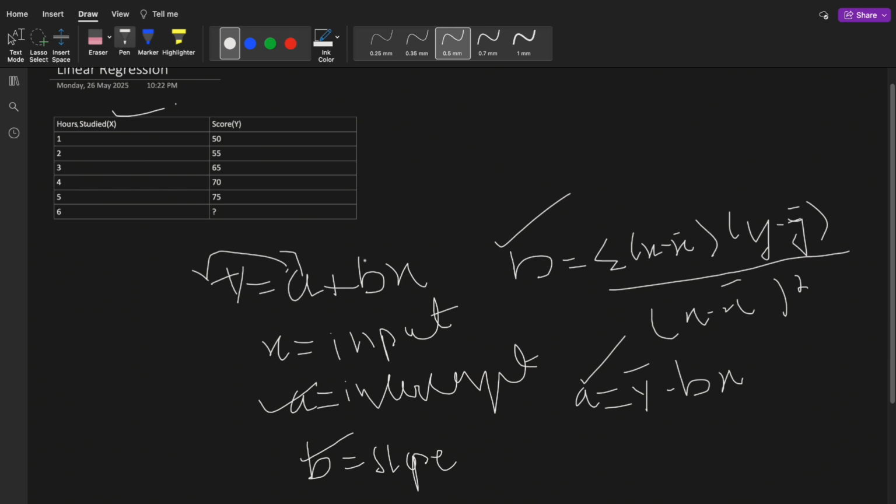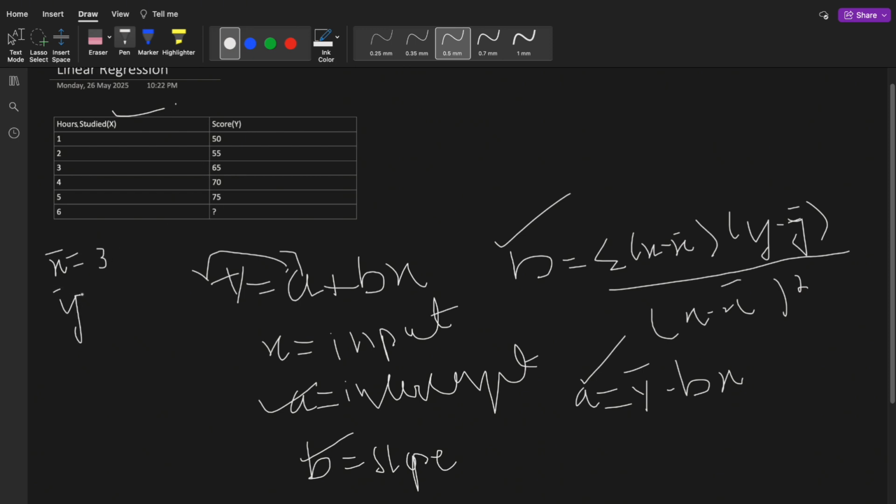So here we got 6. So whatever the value, we will multiply with the b, and then we will add a, and we will get the prediction for the y score. So here first of all you have to calculate how many hours they have studied. So you will sum them all and divide by the total number. So here they are 1, 2, 3, 4, 5. So if we do this, we will get the x mean like 3, and same goes for the y.